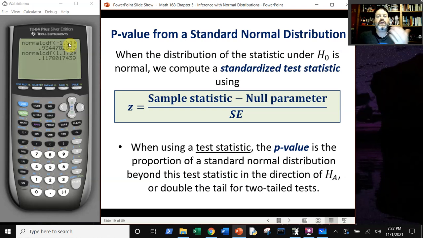So when you use what's called a test statistic, like we see here, the p-value is the proportion of a standard normal distribution beyond this test statistic in the direction of the alternative hypothesis, or double the tail for two-tailed tests. This is exactly what we did in Chapter 4, right? The proportion of the distribution. In Chapter 4, we said it's the proportion of red dots. Not that much different, right? So this should look familiar, even though you haven't done this exact calculation before. It's not that much different than what you did do.